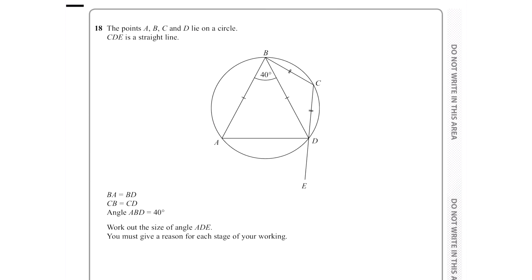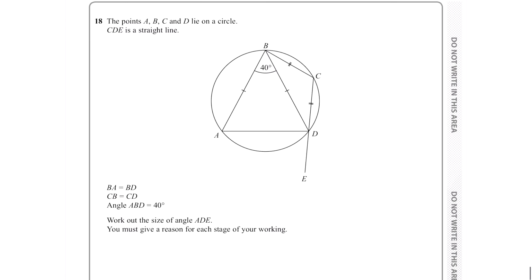The points A, B, C, and D lie on a circle. CDE is a straight line. I'm just reading what's in the question. So BA is equal to BD, CB is equal to CD, angle ABD is equal to 40 degrees. Work out the size of ADE.